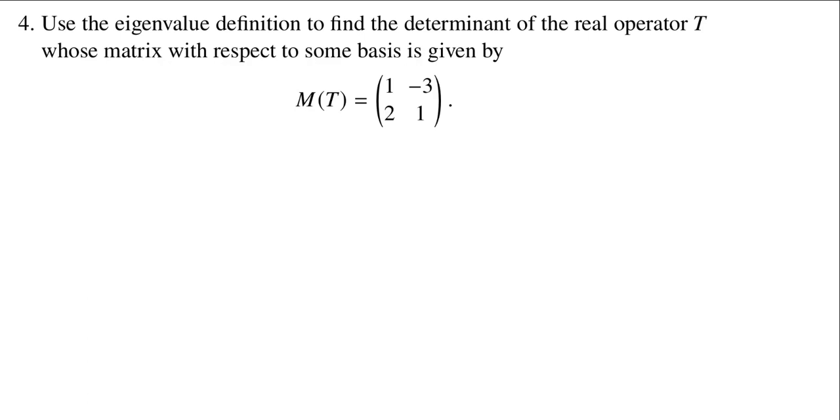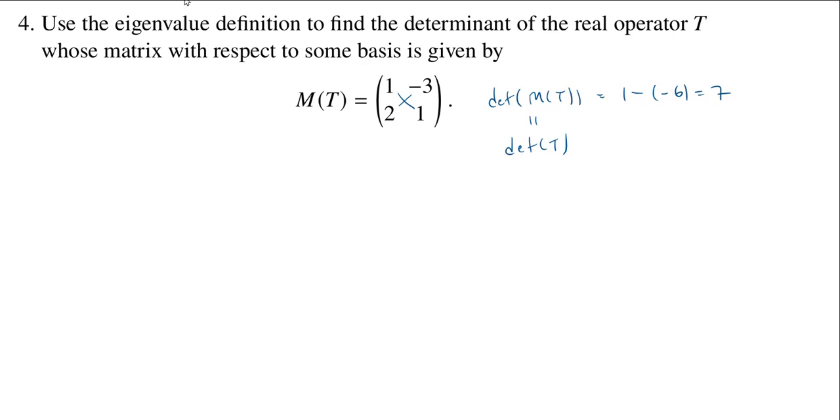Now, the way we're given the operator is with the matrix, and so you might be tempted to just say, well, I know how to find the determinant of a 2 by 2 matrix. I multiply the diagonals in each direction and then subtract. So the determinant of M of T would just be 1 minus negative 6, which is equal to 7. All right, and of course this will equal the determinant of T.